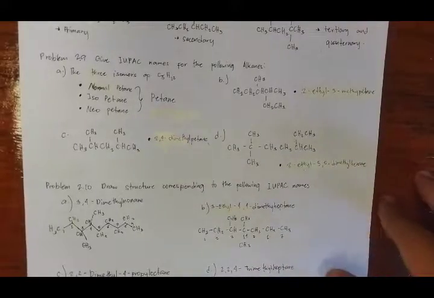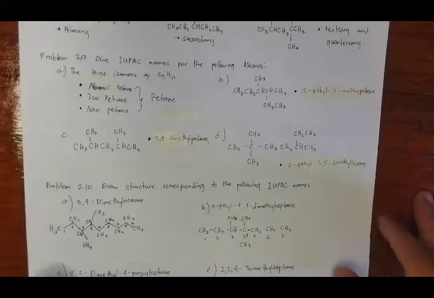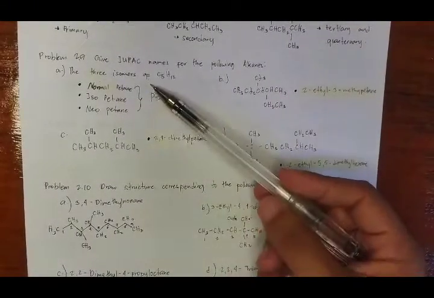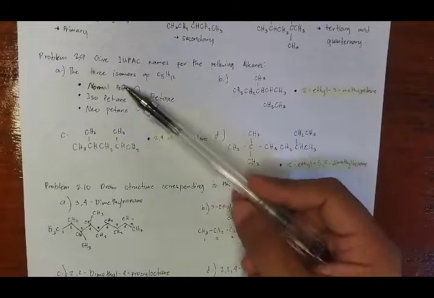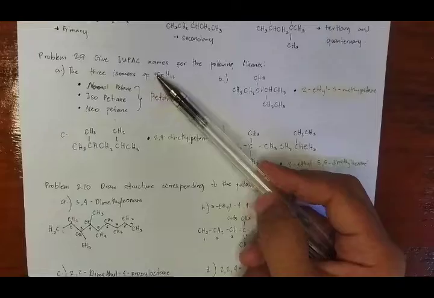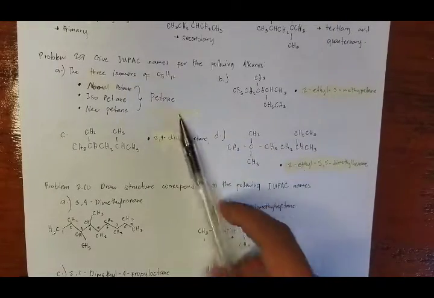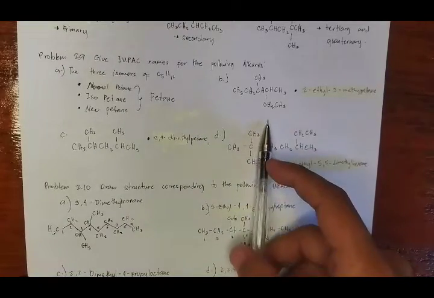Here in problem 2.9, give the IUPAC names of the following alkanes. We have here the letter A, the three isomers of C5H12. That is C5, that would be pentane. The three isomers of that would be normal pentane, isopentane, and neopentane, which, the IUPAC name is pentane.